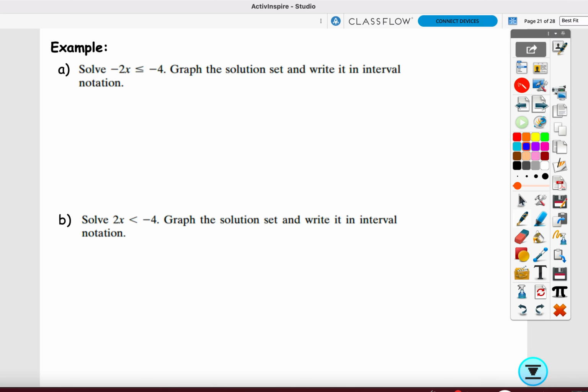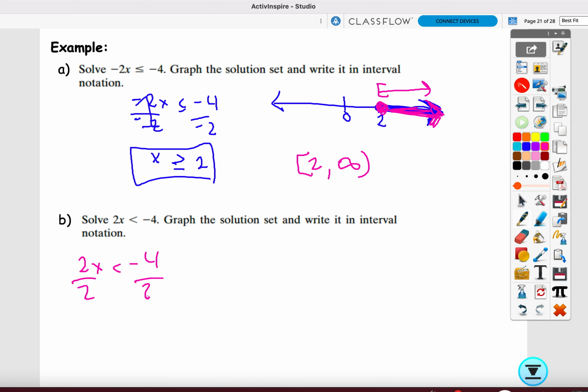Let's go ahead and look at B. 2x is less than negative 4. Graph the solution set, write it in interval notation. So we have 2x is less than negative 4. Divide both sides by 2. So then we get x is less than negative 2. The sign stays the same because we only divided by a positive 2. Do not fall for that trick, class.